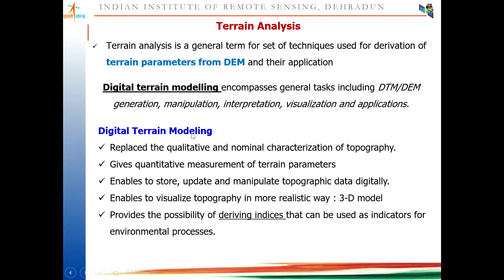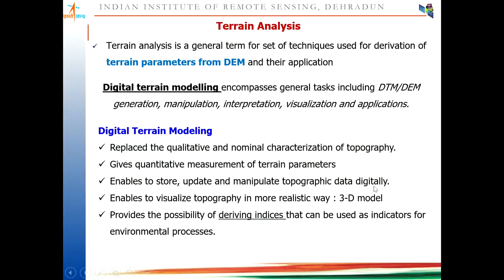So now we come to terrain analysis: how we can analyze this digital elevation model to derive terrain parameters. Digital terrain models are advantageous because earlier we were doing qualitative analysis of terrain. Now we have moved towards quantitative analysis, very precise measurements of terrain parameters. You can store those terrain parameters in GIS. You can update or manipulate topographic data digitally for various applications.